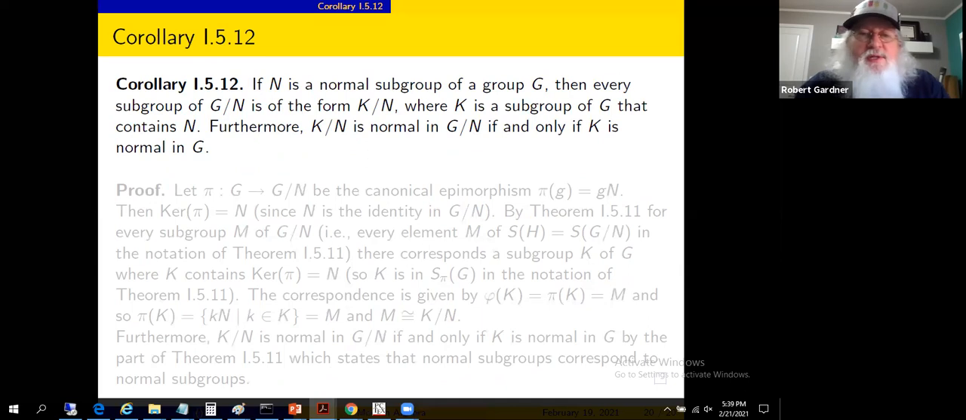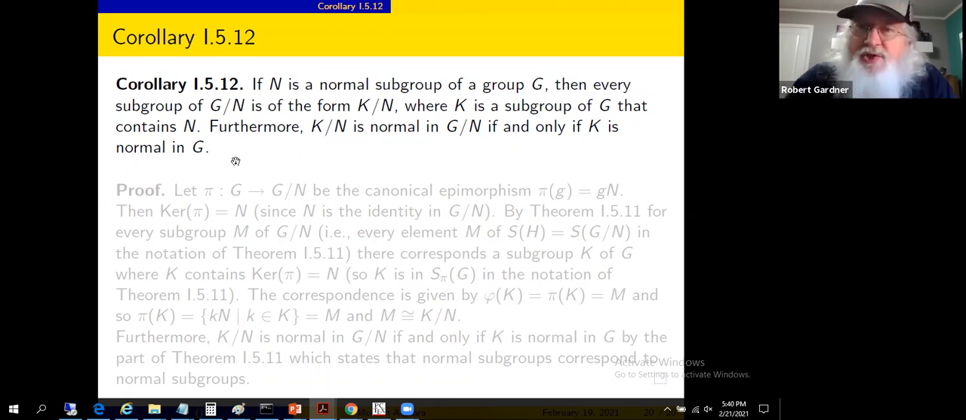One final result, this being a bit more tangible, this corollary seems to be the pattern in this section. If N is a normal subgroup of group G, then every subgroup of G mod N is of the form K mod N, where K is a subgroup of G that contains N. Furthermore, K mod N is normal in G mod N if and only if K is normal in G.